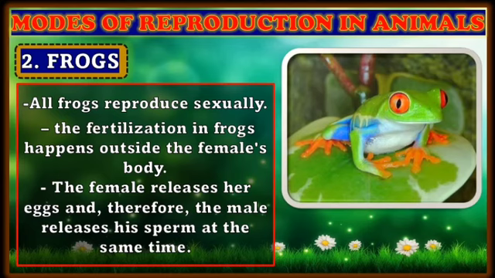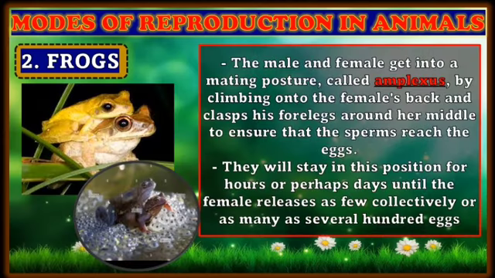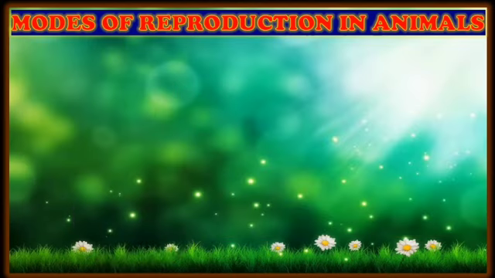So nagmi-meet yung sperm cell at egg cell nila sa labas ng kanilang mga katawan. So the male and the female get into a mating posture called amplexus. So yung ganyan na patungan nila, ang tawag dyan sa position na yan is amplexus. By climbing onto the female's back and clasping his forelegs around her middle to ensure that the sperms reach the eggs. They will stay in this position for hours or perhaps days until the female releases as few collectively or as many as several hundred eggs.